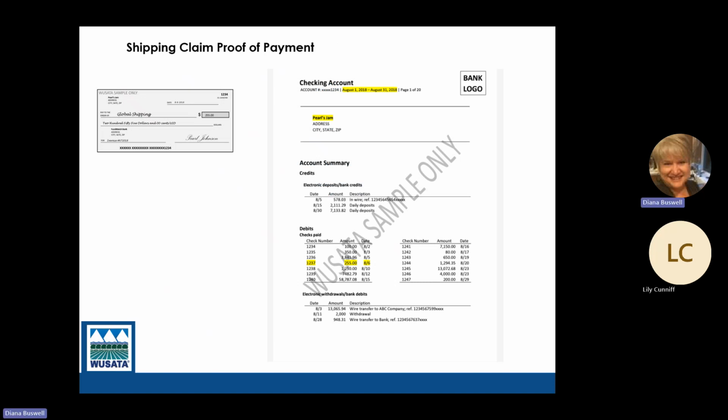This particular invoice was paid by check, so they included a check image and the corresponding bank statement for that check.